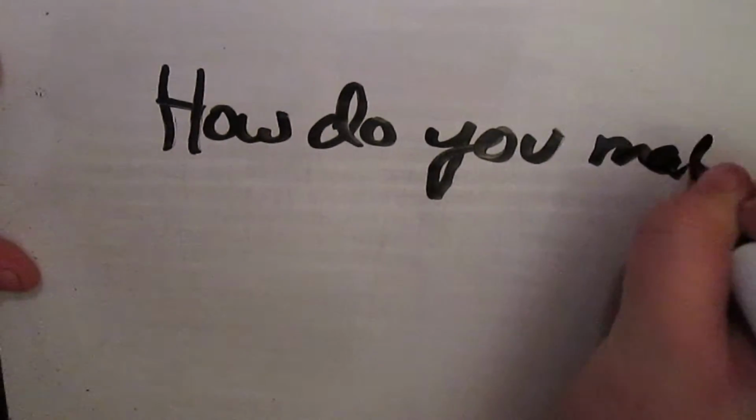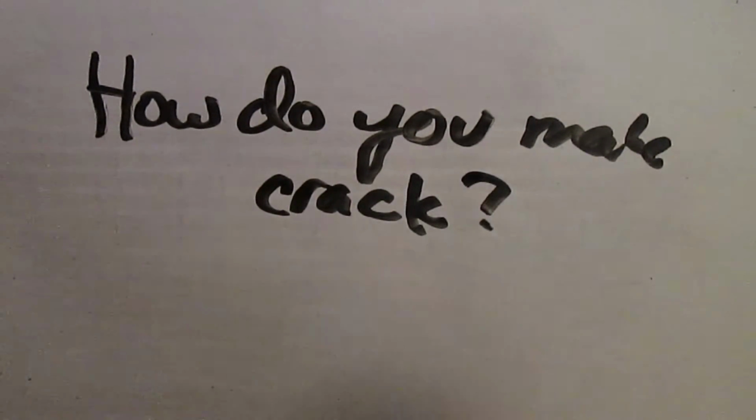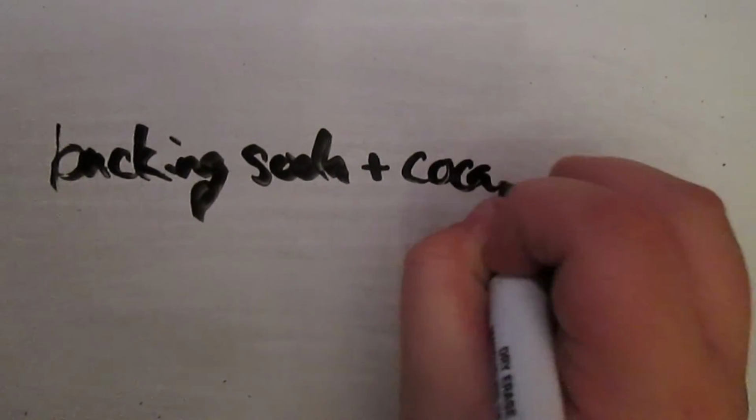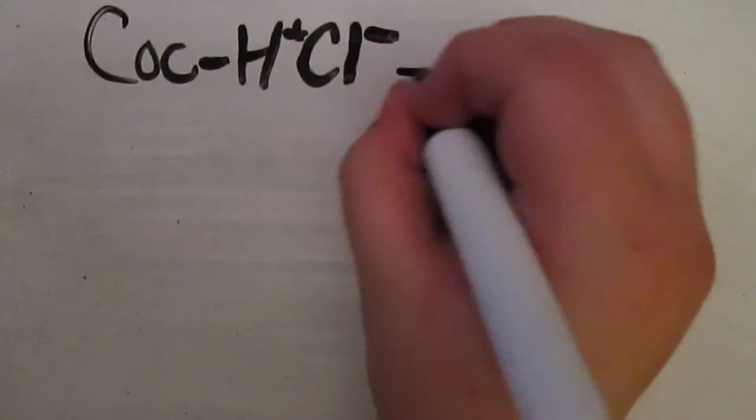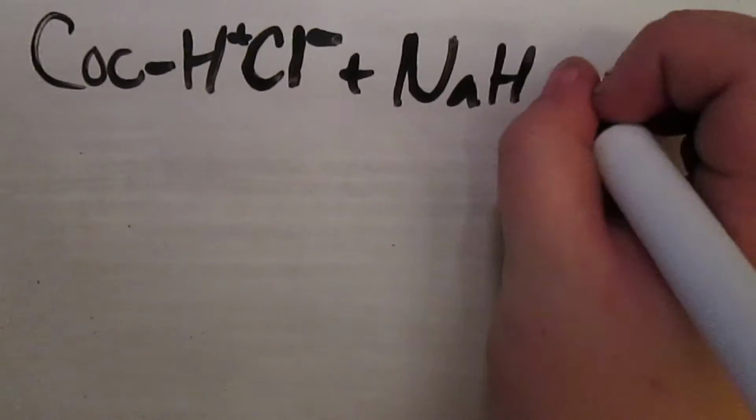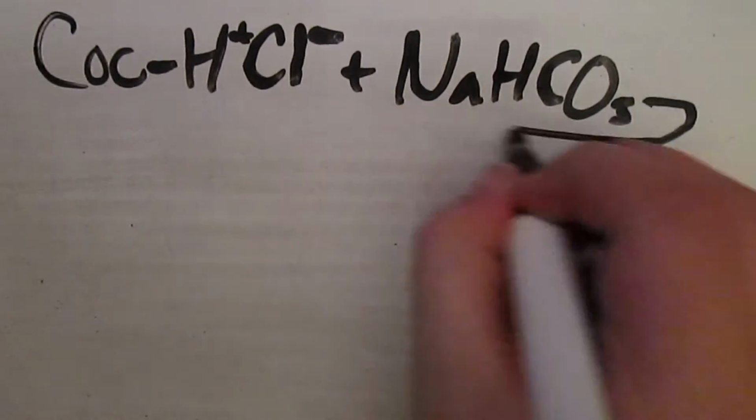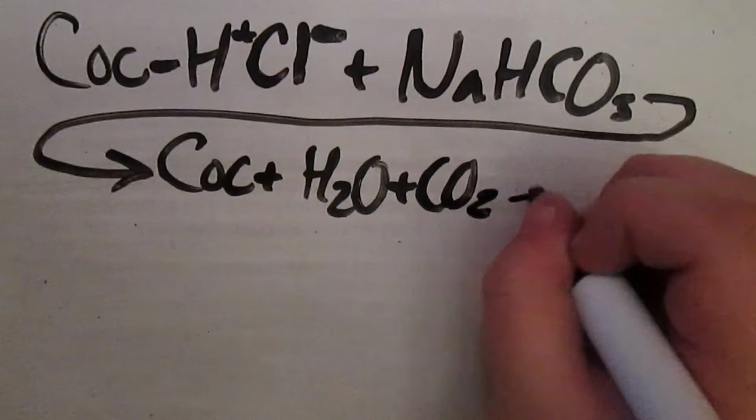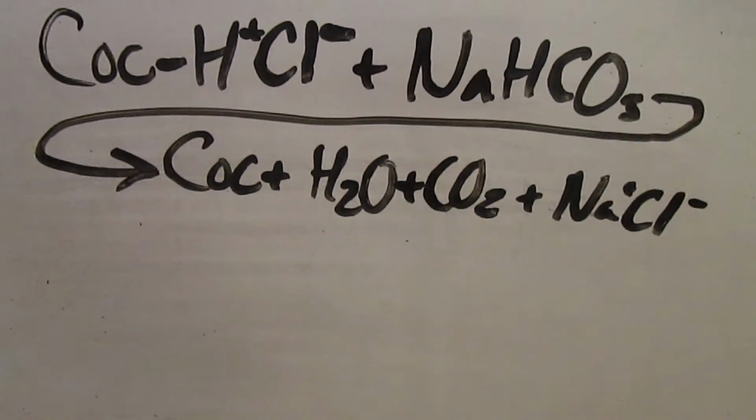So all this talk about crack and cocaine raises the question, how do you make crack? But warning, this process is illegal and is not to be tried. Well, in order to do this, you must take baking soda and add it to cocaine and heat it up, and it makes crack. So, the formula for this would be cocaine plus hydrochloric acid plus sodium, hydrogen, carbon and oxygen molecule (sodium bicarbonate) equals cocaine plus water plus CO2 plus sodium chloride.